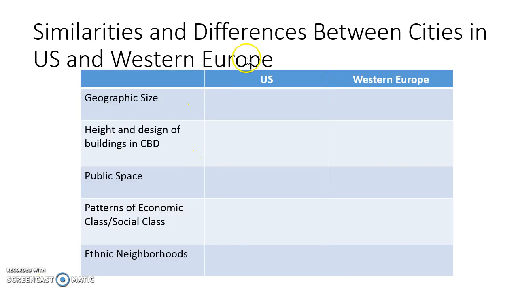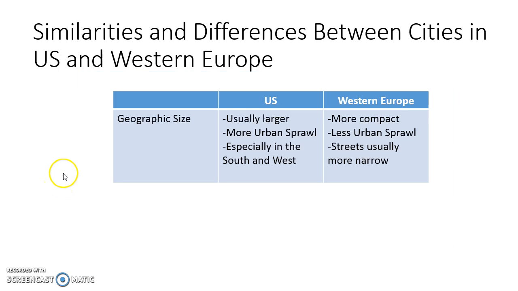And so when we look at the similarities and differences between cities in the U.S. and Western Europe, please find this graphic. It's on 13.1 of the guided notes, the very last part. So let's talk about these differences between the cities in the U.S. and Western Europe. Let's talk about geographic size.